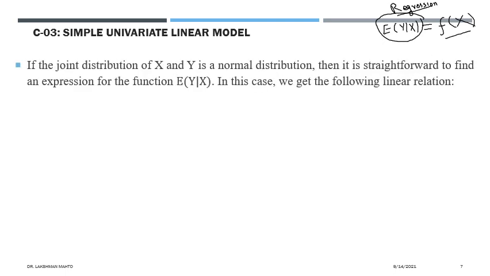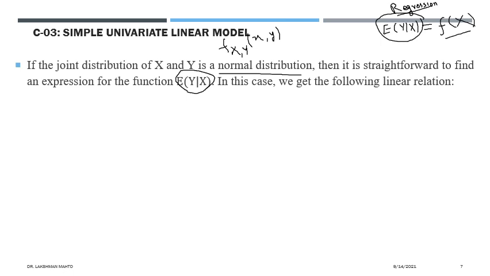Suppose the joint distribution of x and y, f of x, y, is normal. Then it is very straightforward to find the expression for this regression function, or conditional expectation. The common name is regression function; the specific name is conditional expectation, because it is computed as a conditional expectation. If you want to go for the common name, you can call it regression function.